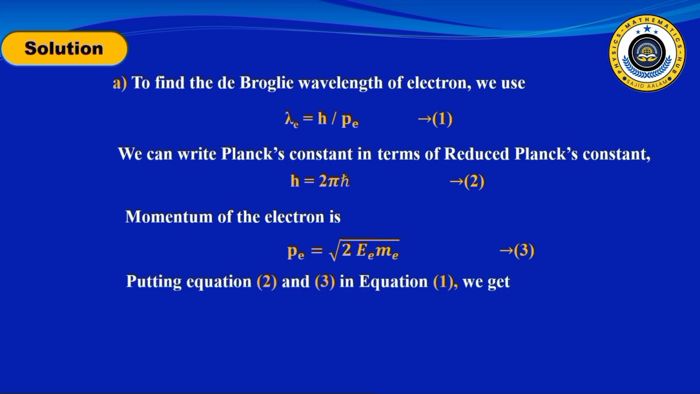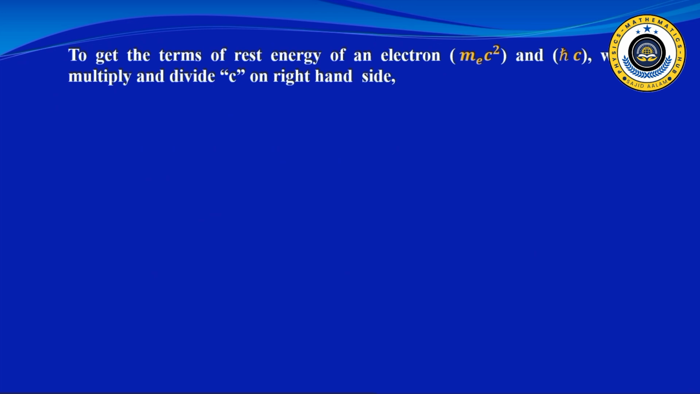Now, plugging equation 2 and 3 in 1, we have lambda_e is equal to Planck constant divided by momentum of electron, which is further equal to 2 pi ħ divided by square root of 2 times kinetic energy of electron times mass of electron. To get the terms of rest energy of an electron, which is m_e c squared, and ħc, we multiply and divide by c on the right hand side.